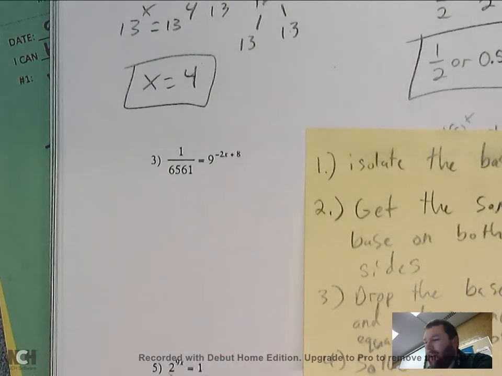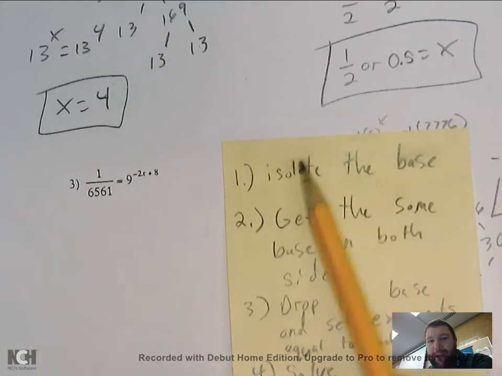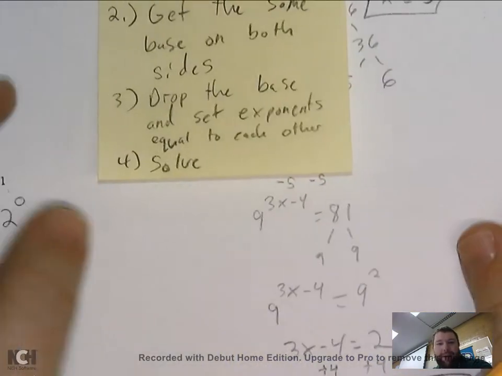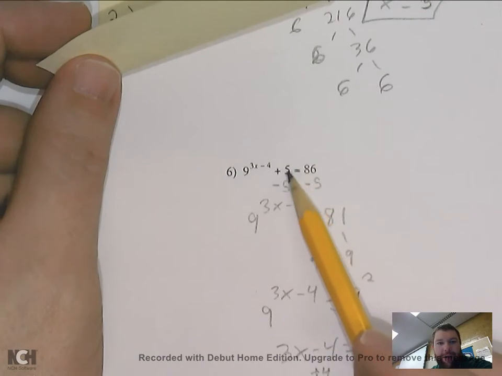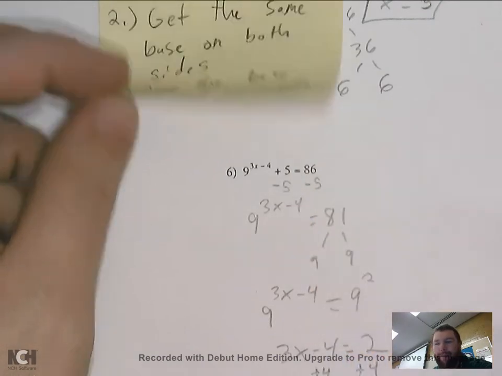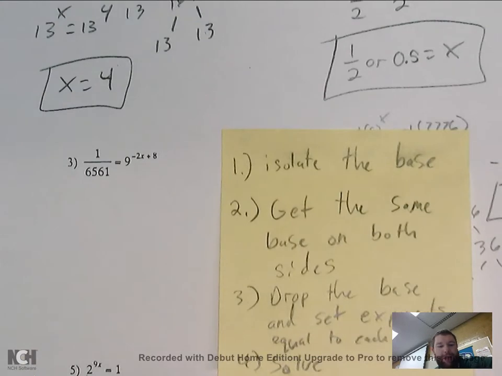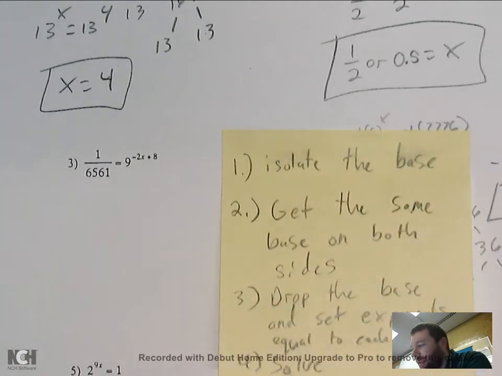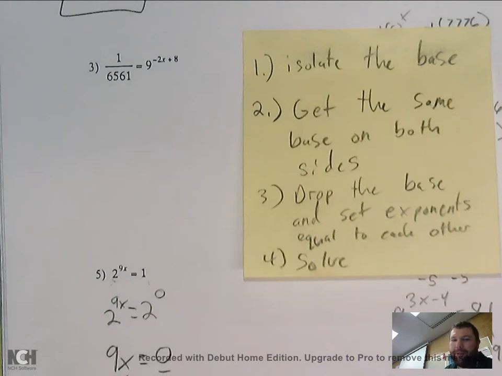So the first thing we're going to look at is, again, our general steps. The first step is to isolate the base. That means if there's something not part of the original base, like this plus 5, you would have to get rid of that 5 first. Next step is to get the same base on both sides. So if one side has a base of 9, you need to get the other side to a base of 9. And then drop the bases, set the exponents equal to each other, and then solve. Those are our 4 general steps.